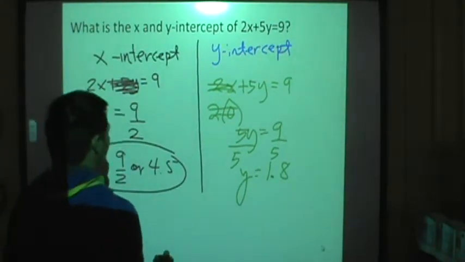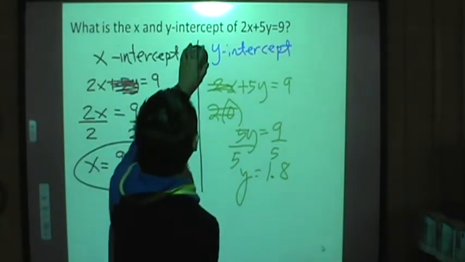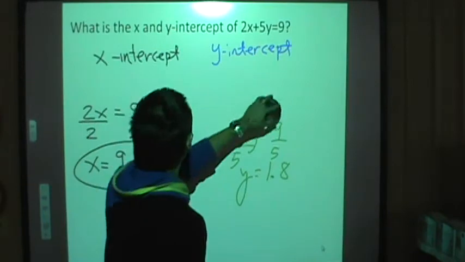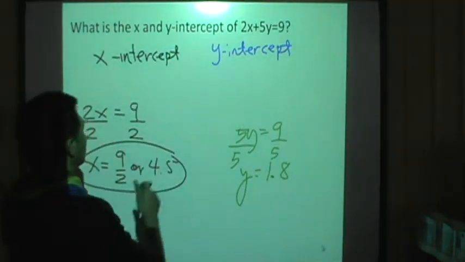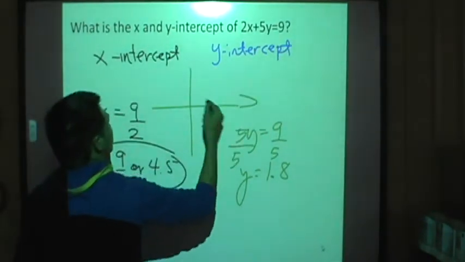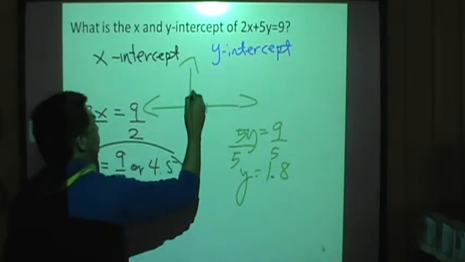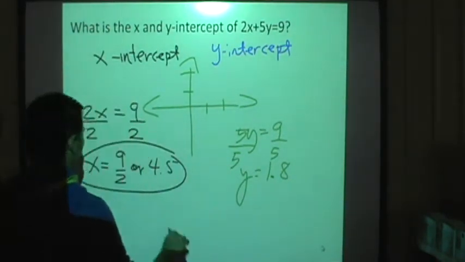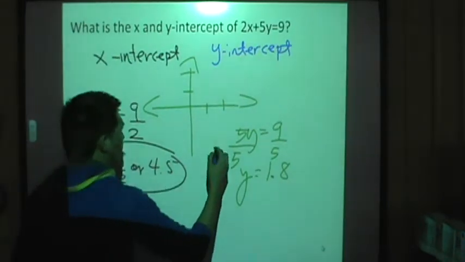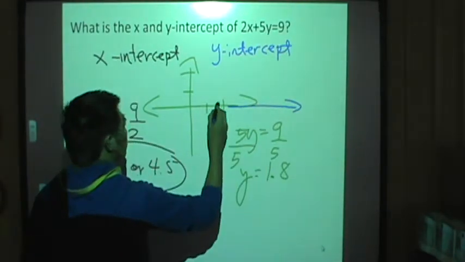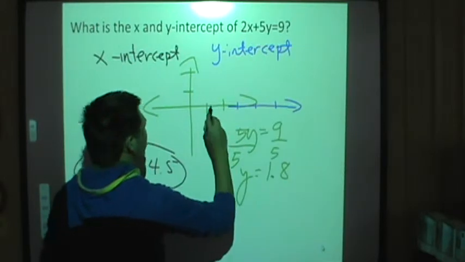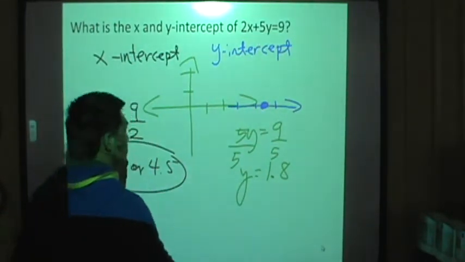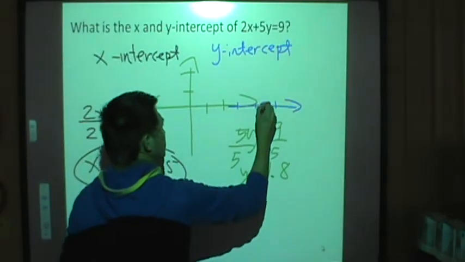in the graph, let me erase this part. In the graph, okay, so having this in the graph, they're both positive, so let's start with the x first. X is 4.5. 1, 2, 3, 4, 5. 1, 2, 3, 4.5 is in the middle. So that means that is the x-intercept.